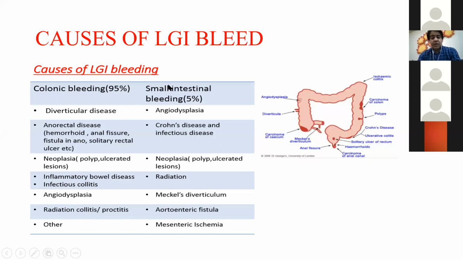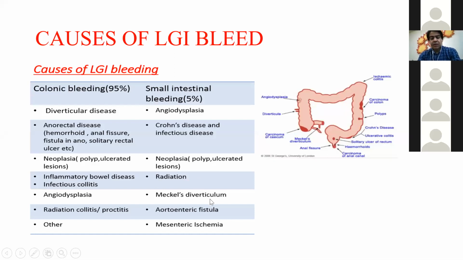So here a little bit about the small intestine and causes of the lower GI bleed, like angiodysplasia and Crohn's disease, because Crohn's disease not only affects the large gut but also the small gut as well. Infectious colitis can also cause lower GI bleed. Polyp and ulcer lesions of the small intestine can cause the lower GI bleed. Radiation again causes the lower GI bleed.